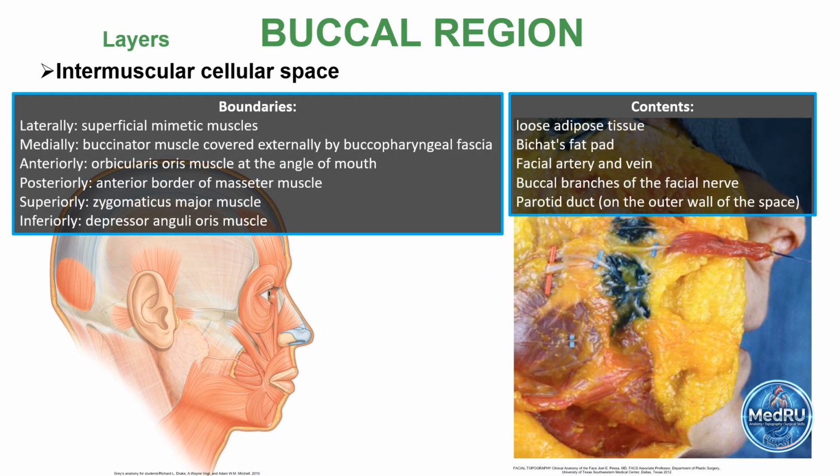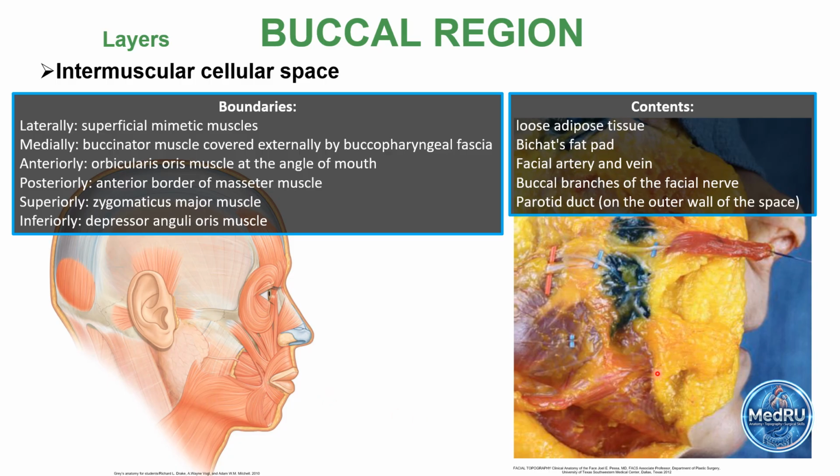The intermuscular cellular space boundaries are precisely defined. Laterally, superficial mimetic muscles. Medially, buccinator muscle covered by fascia. Anteriorly, orbicularis oris muscle. Posteriorly, anterior border of masseter muscle. Superiorly, zygomaticus major muscle. Inferiorly, depressor anguli oris muscle.